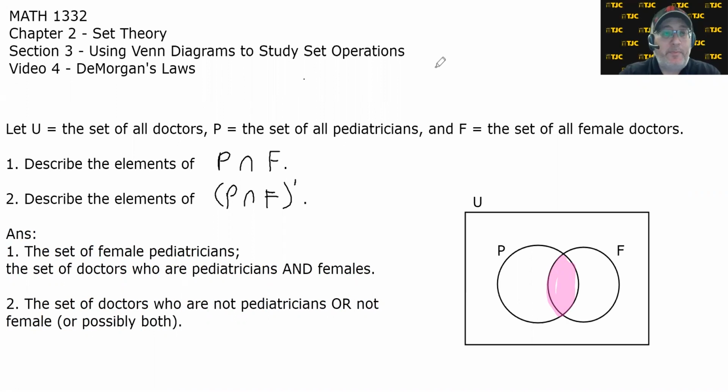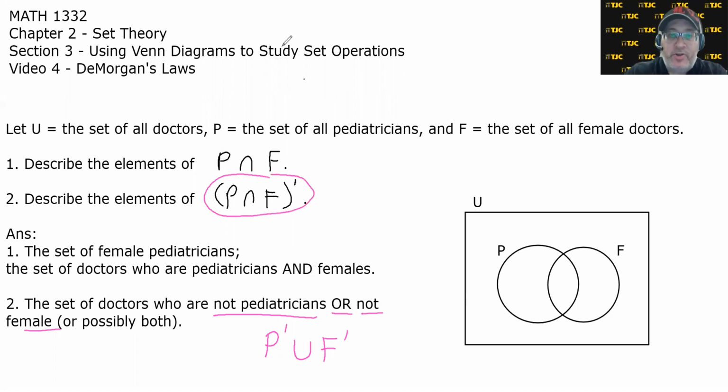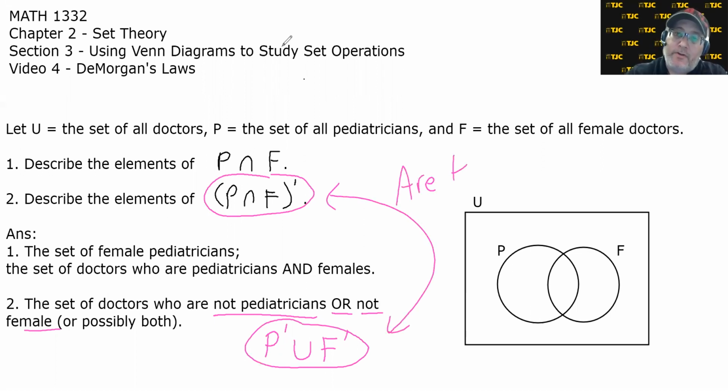Now, why did I bring all this up? Because I want to look a little bit more closely at the way we answered the description of the complement. Not pediatricians or not female. If we were to translate that back into symbols, I know exactly how to translate all three of those pieces. Not a pediatrician means complement of P. Or doesn't mean intersection, it means union. Not female means complement of F. We described this, but our description almost describes this, which raises the question, are these equal?